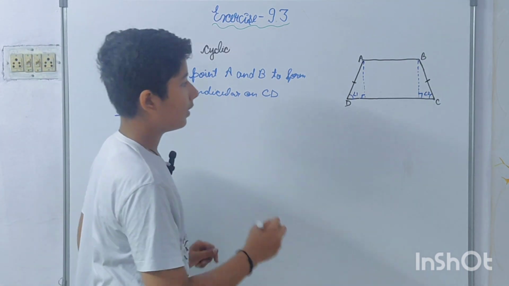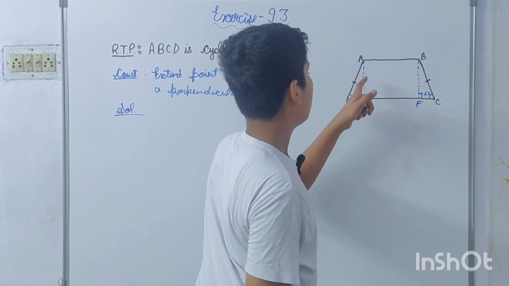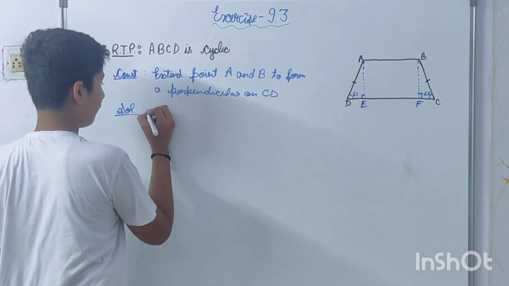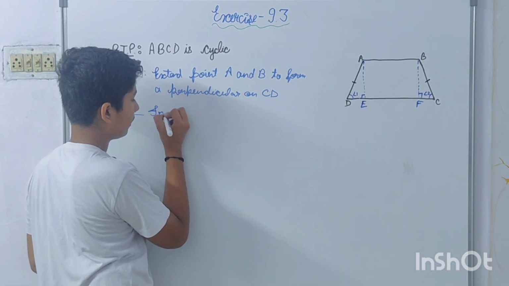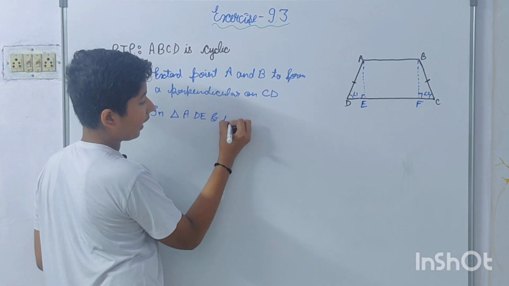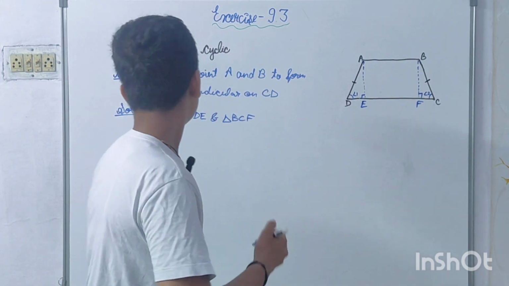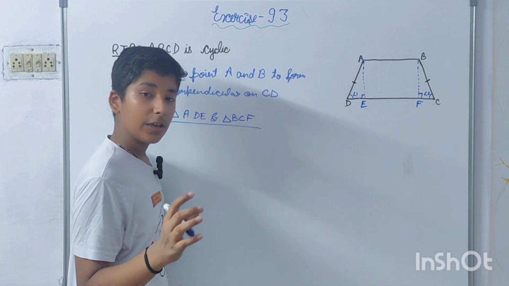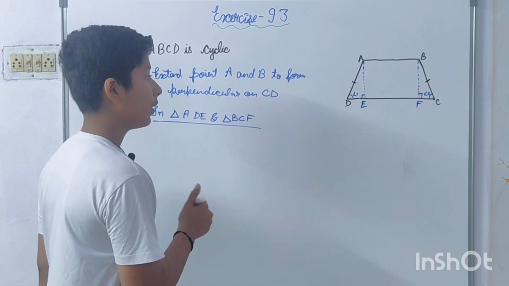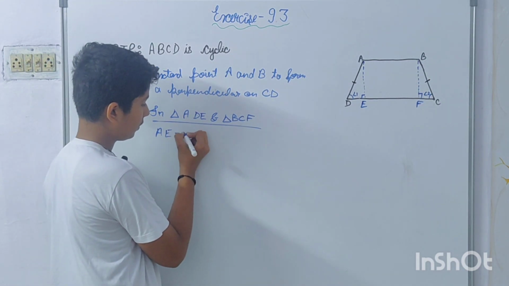In the figure, let this be E and F. In triangle ADE and triangle BCF, these two triangles, if we prove them congruent, we can prove angle 1 equal to angle 2 by CPCT. So first of all, AE equal to BF.